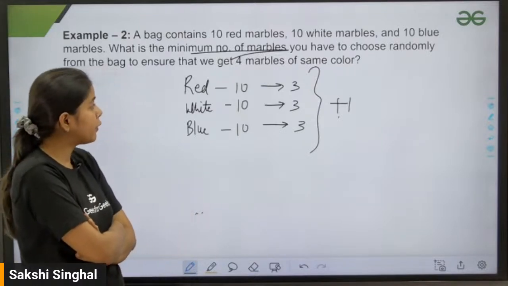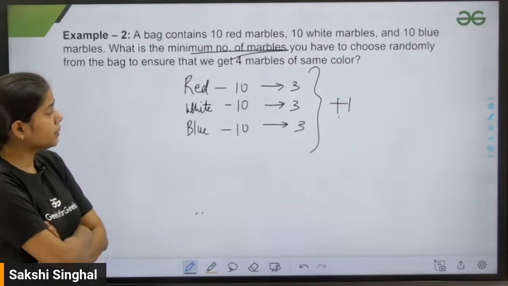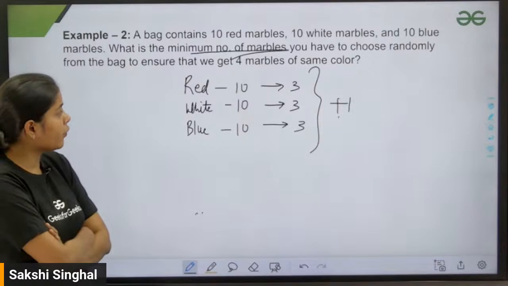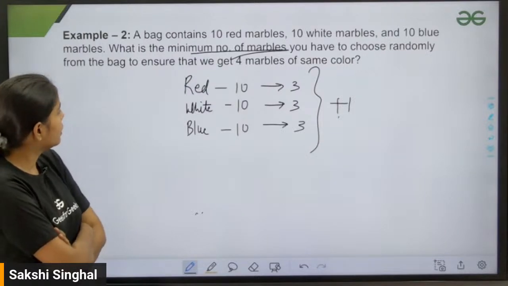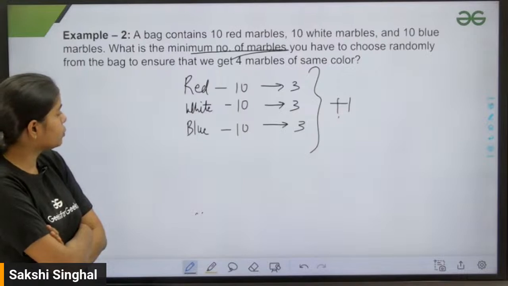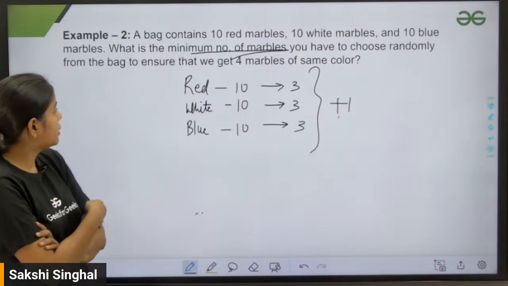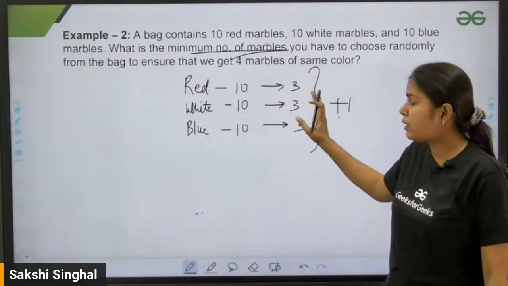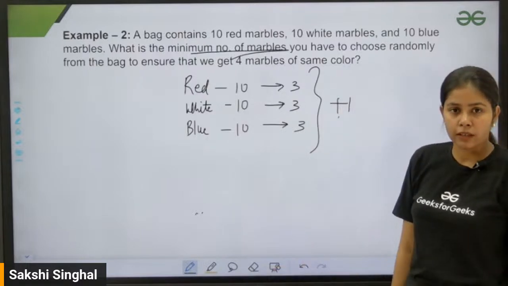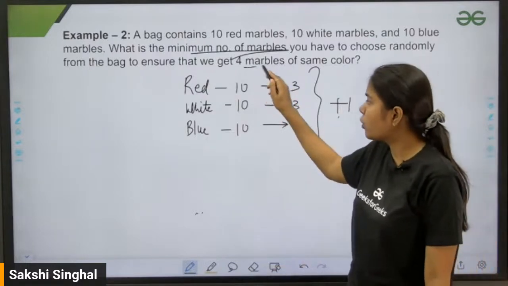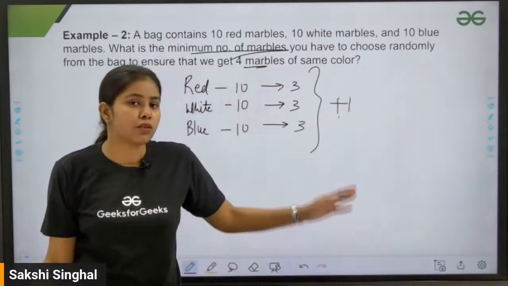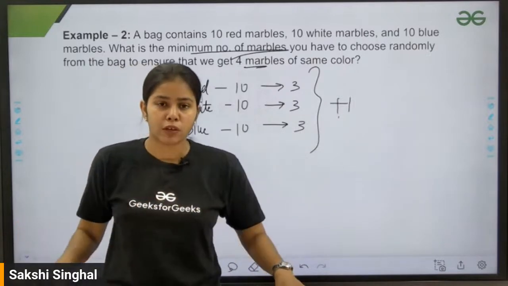Yeah. So we have to take 3 plus 3 plus 3 plus 1. That means 10 marbles. We have to pick 10 marbles so that we can make sure that we have 4 marbles of the same color. What is the minimum number of marbles you have to choose randomly? Yeah, that is correct. Right. Now you will say that there might be a possibility that we'll get all 10 marbles of one color. That would be confusion. But we want 4 marbles of one color. We don't care whether it is 4 marbles of red color, 5 marbles, or 6 marbles, or all red. If we are getting 4 marbles of the same color, then we are done.